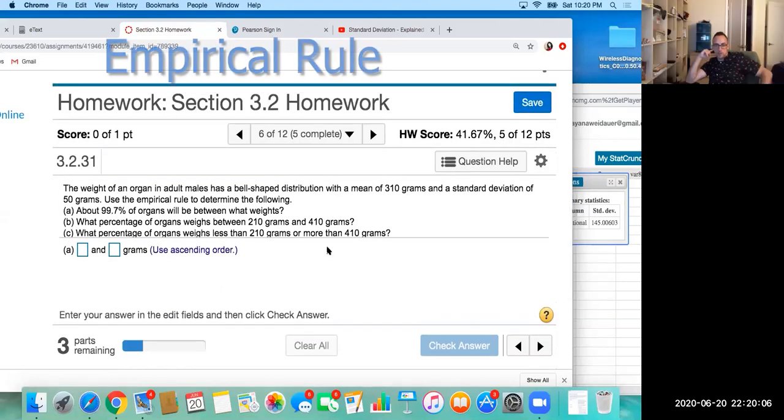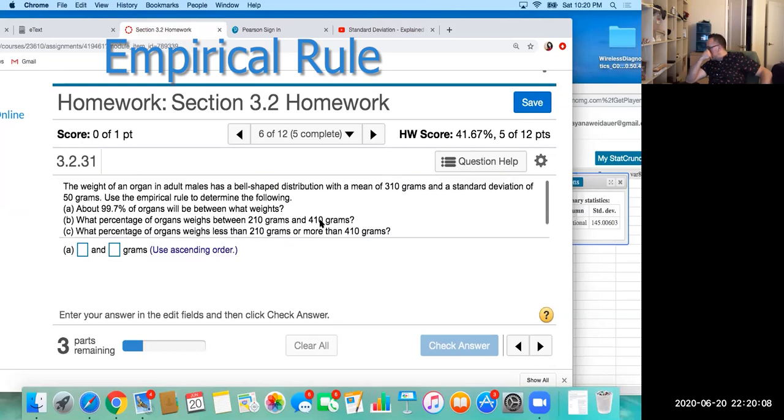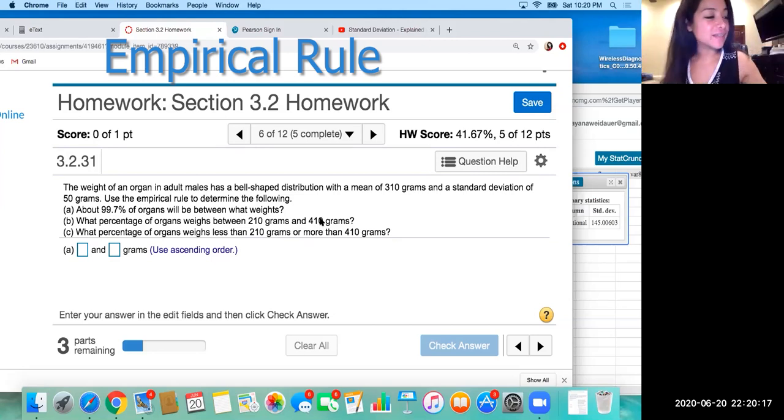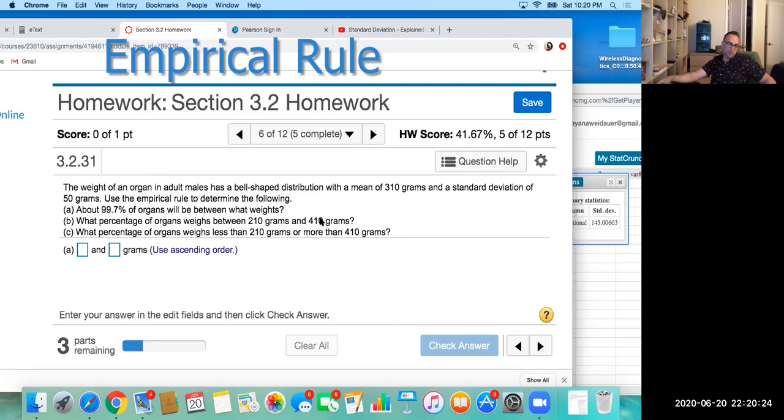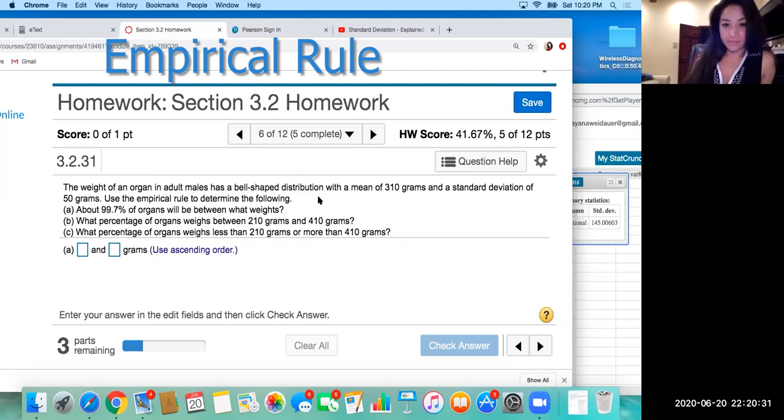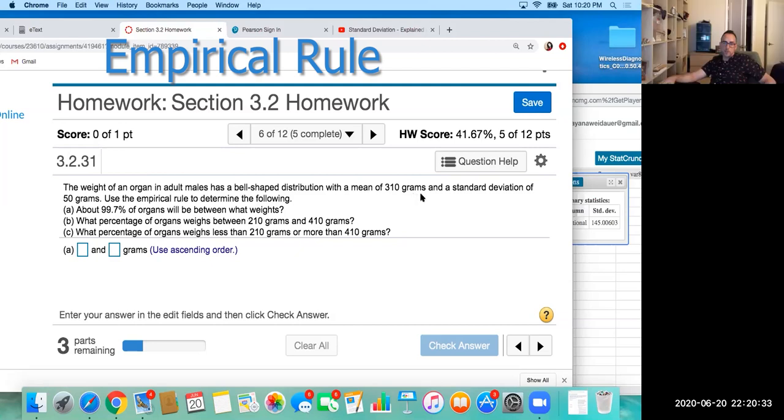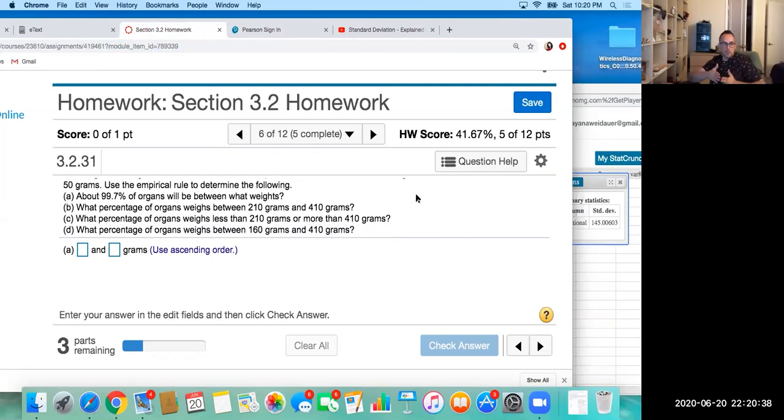Now this is the question about the empirical rule. That I know. Chebyshev's theorem I'm not too good at, but this I know very well. This is the one that you said, which is the bell-shaped. Correct. This only works for bell-shaped distributions. And we have bell-shaped distributions here because it says it. So then it says 99.7% of organs will be between what weights?